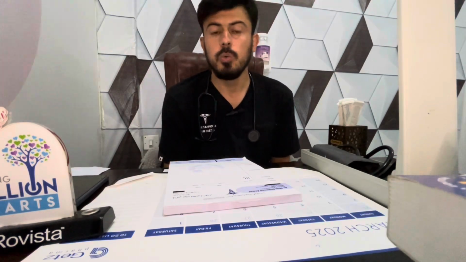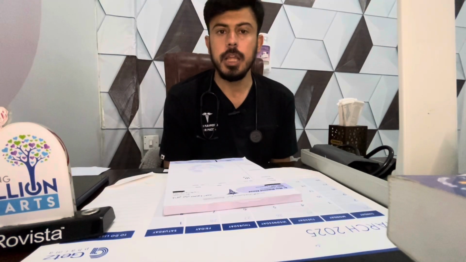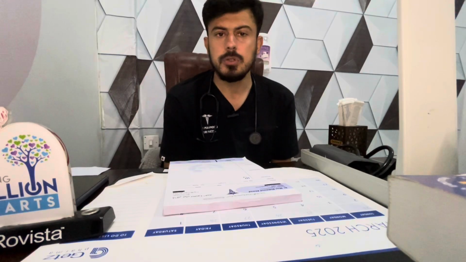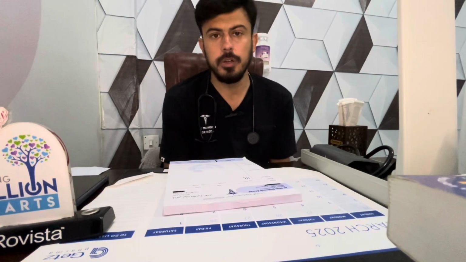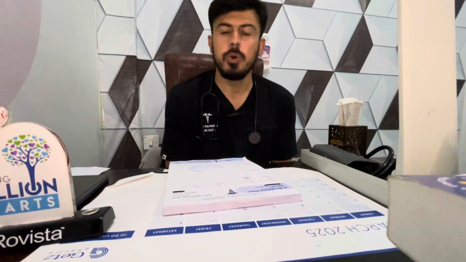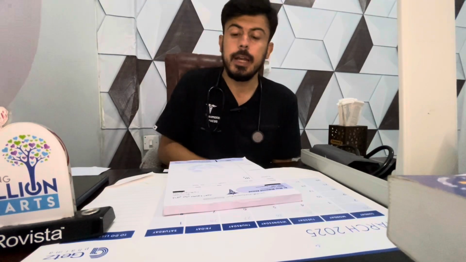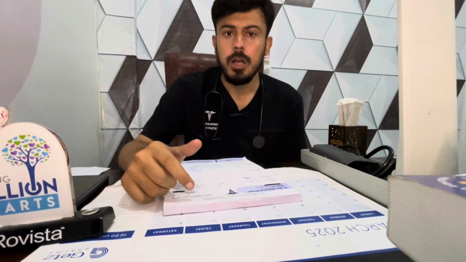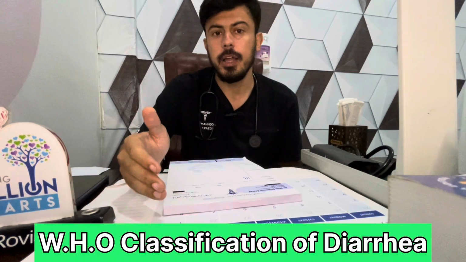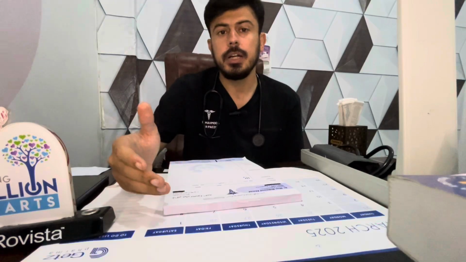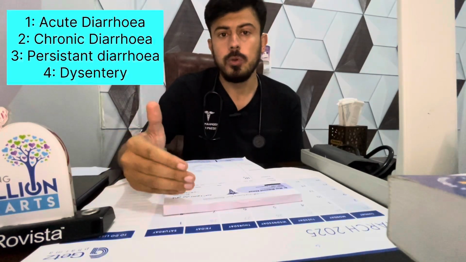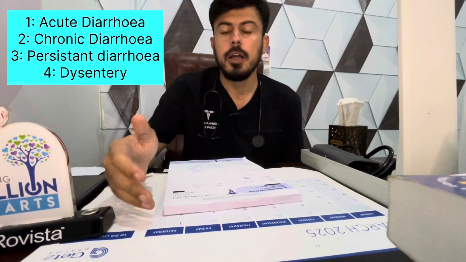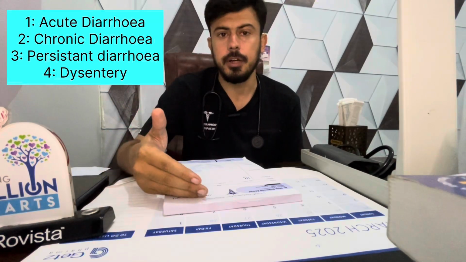So basically, what is diarrhea? If there are 3 or more episodes of loose motion in 24 hours, or if there is 1 episode of loose motion that is watery in consistency, that is basically diarrhea. How does WHO classify diarrhea? There are different types: acute diarrhea, chronic diarrhea, persistent diarrhea, and dysentery.